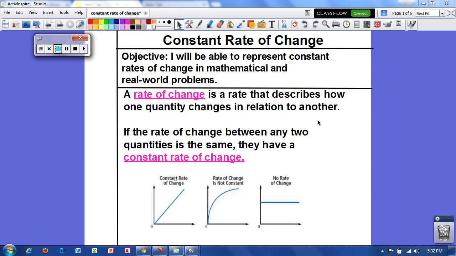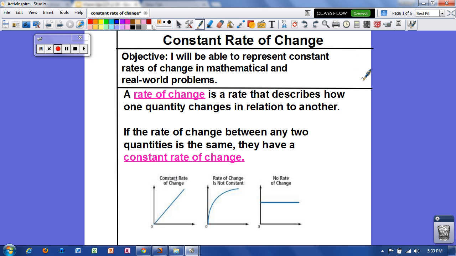Hey guys. Alright, today we are going to talk about constant rate of change. Your objective for today: I will be able to represent constant rates of change in mathematical and real-world problems.